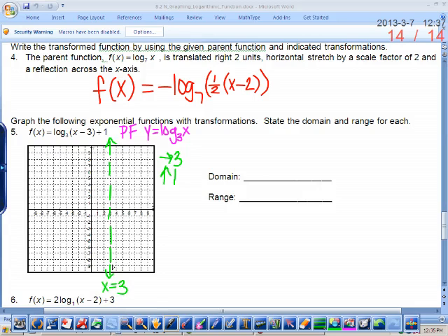Okay, and then think about your point 1, 0. Go right 3, up 1. And kind of just follow the shape of your log graph. If you want to go get more points from earlier in the notes, you can. But for right now, I'm just really concerned with the shape, the asymptote, and that 1 point. What's the domain? 3 to infinity. And what's the range?